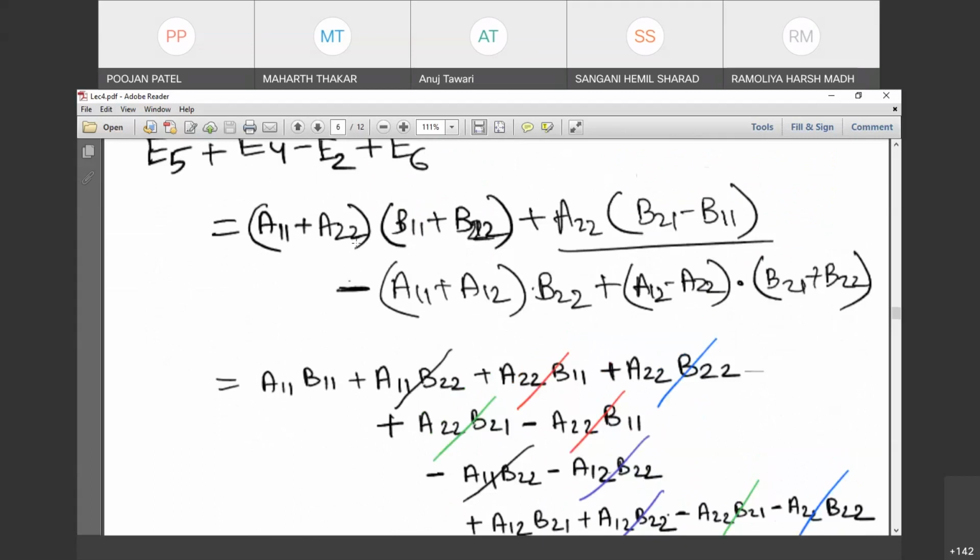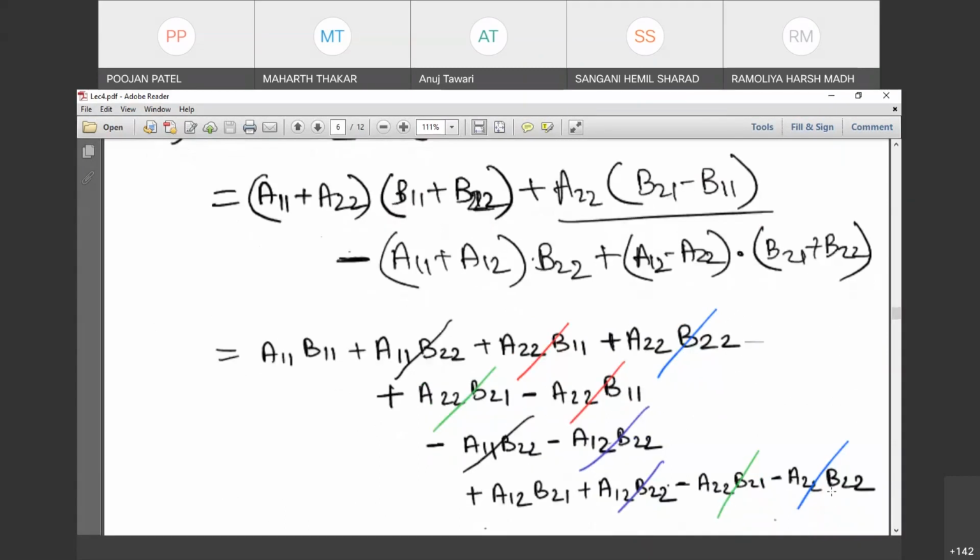And finally, what do you get? You just expand the first term, A11 B11 plus A11 B22 plus A22 B11 plus A22 B22. And many terms will get cancelled out. For instance, here A11 B22 is getting cancelled with this term. A22 B11 is getting cancelled. A22 B22 is getting cancelled here. A22 B21, and finally what you get is A11 B11 plus A12 B21.